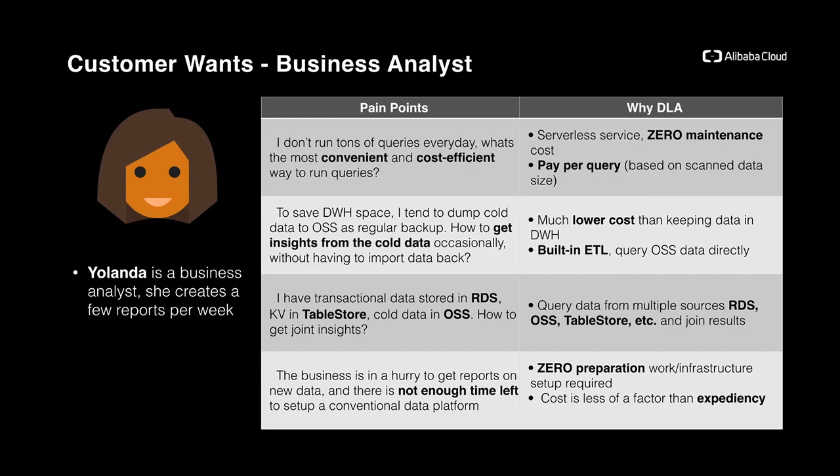Another pain point she has is that she's got the transactional data stored in RDBMS, she's got the key-value pairs stored in Table Store and some object data, the cold data, stored in OSS, and she wants to acquire some joint insights across all of these different data stores. How can she do that? Another example: the business is in a hurry to get reports on some new data points, and there is simply not enough time left for Yolanda to set up a conventional data platform. So because of all these points, she starts talking to us to see what kind of service and what kind of product we can make to solve those problems.